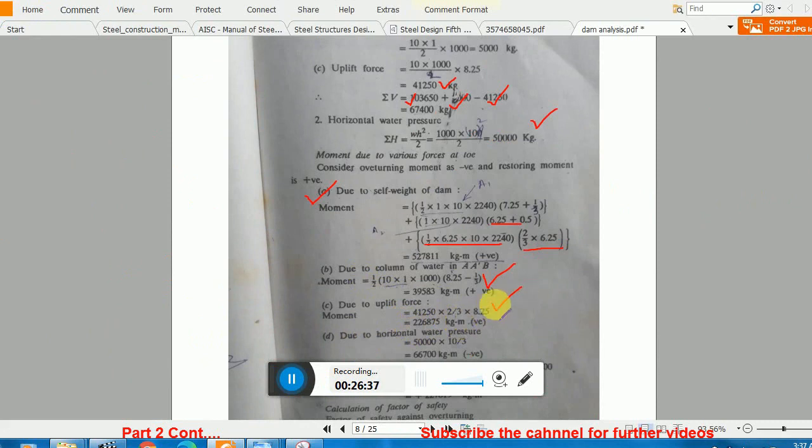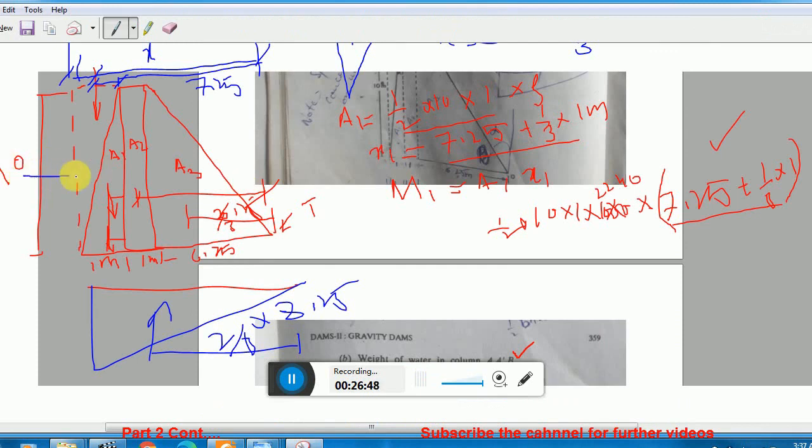2/3 of 8.25. Then you need to find out your water pressure. So you determine your water pressure and just multiply it with h/3, because, as you all know, the water pressure acts at a distance of how much? h/3. So that is the lever arm. Okay, and this makes a moment in this direction.